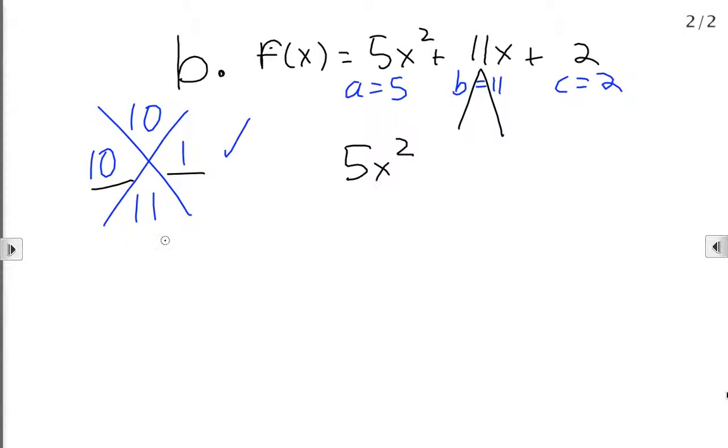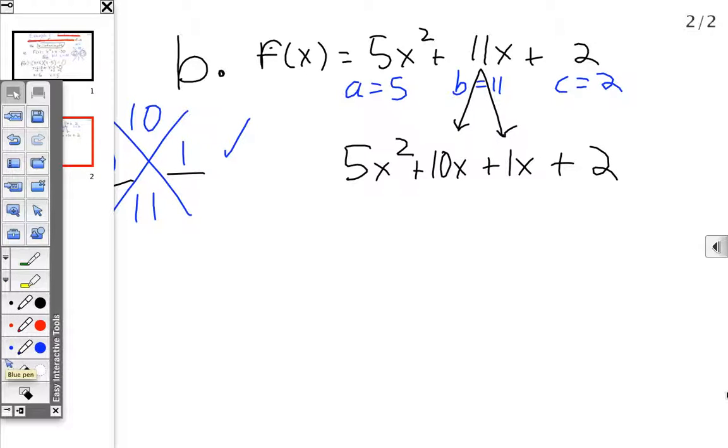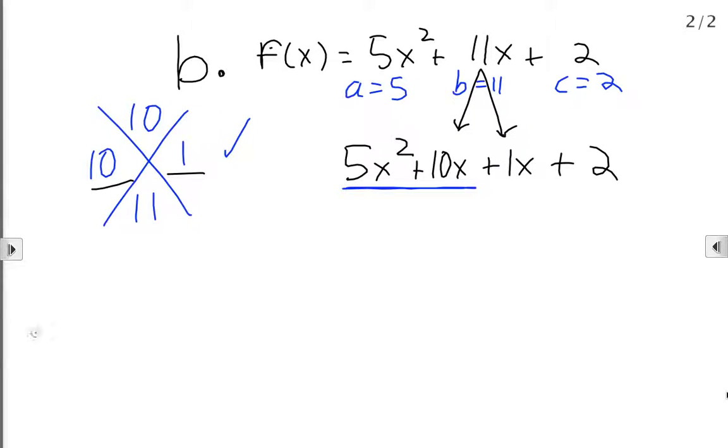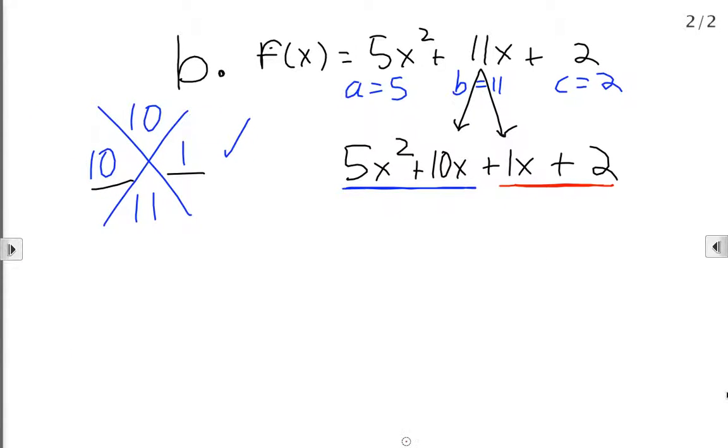5x squared plus 10x plus 1x plus 2. So all we do is we take b and we split it into two pieces, a piece on the left and a piece on the right. What we're going to do now is identify common factors for the left half. Let me go ahead and underline that in blue, and identify common factors for the right two terms.